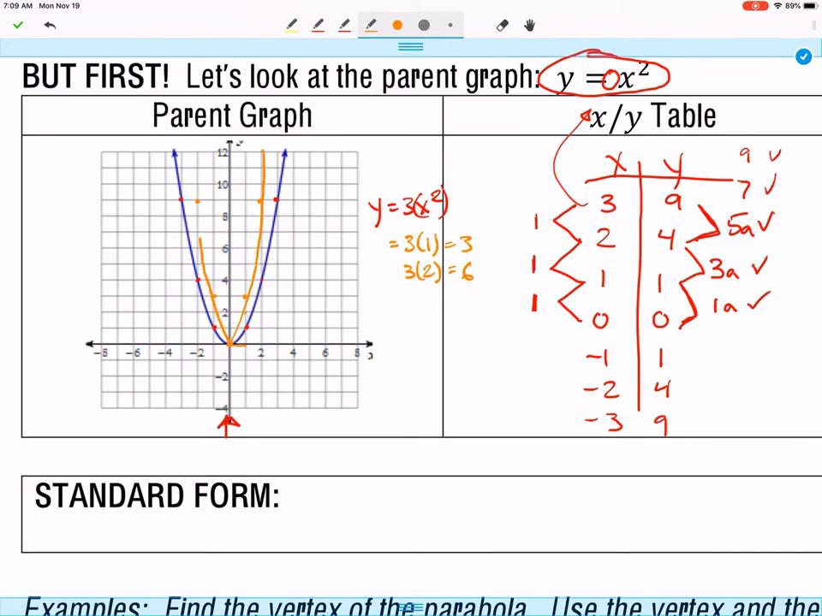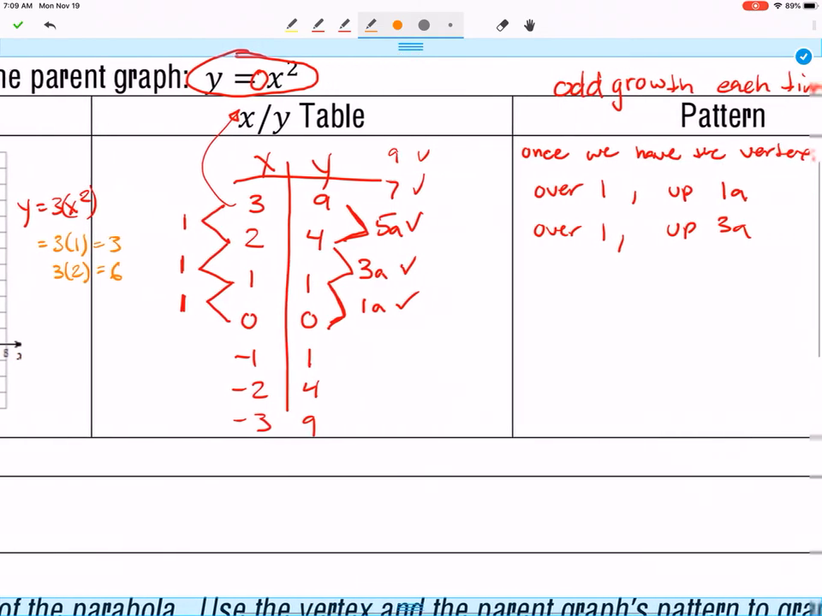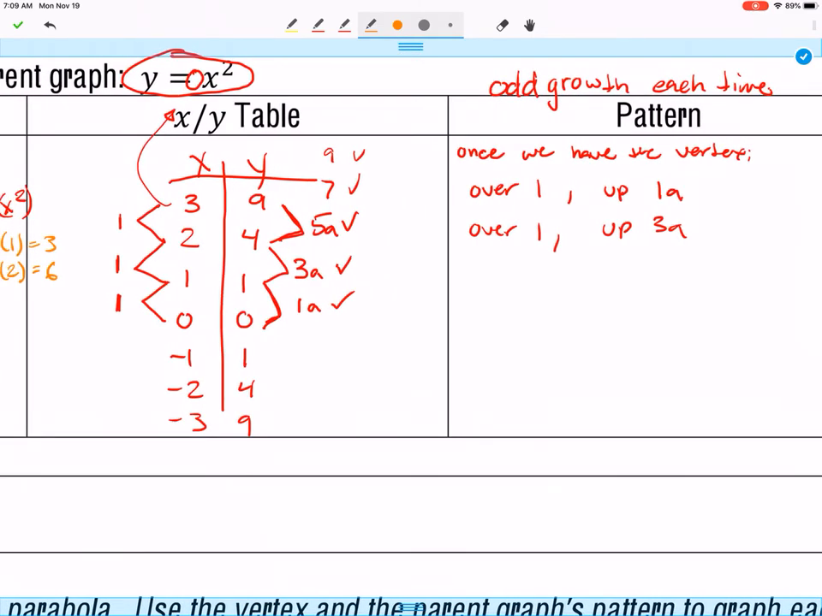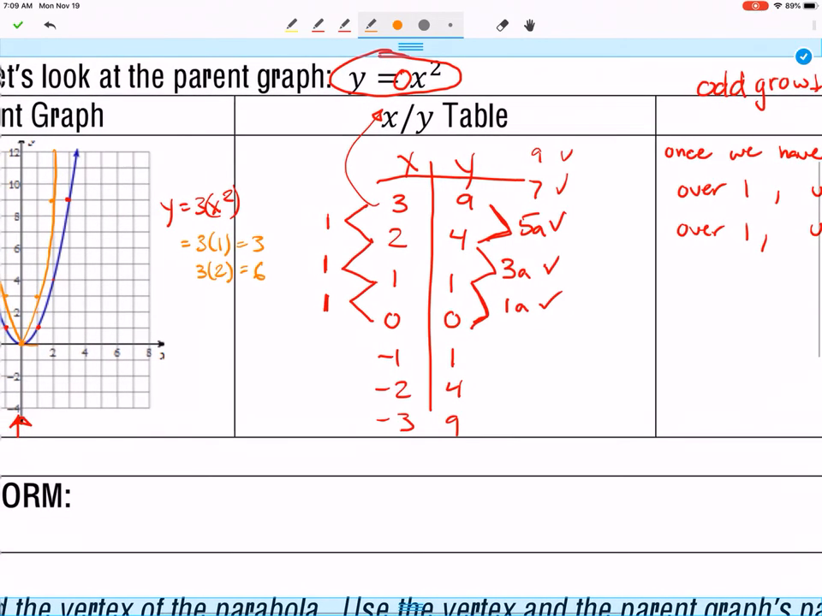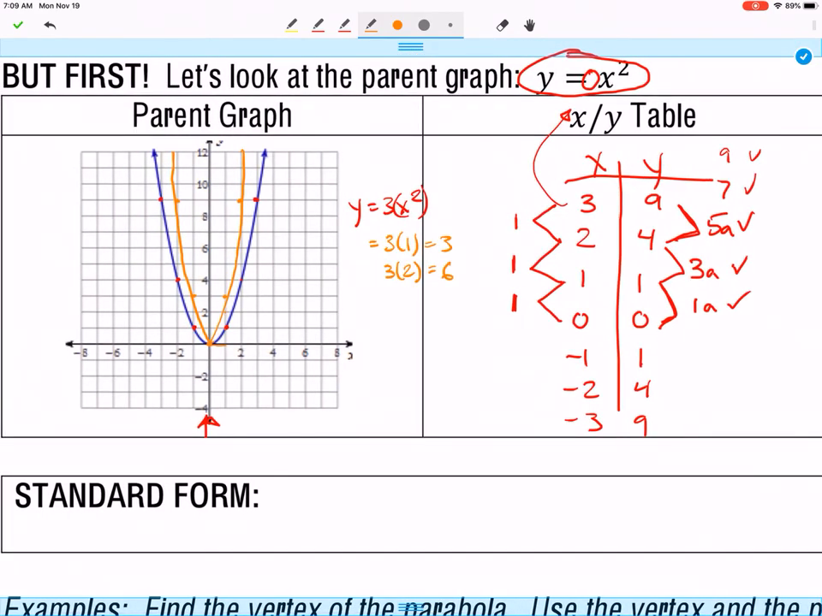So really, what we need to memorize is that we're just going to go over 1, and then go up 1a, and then go over 1 again, and go up 3a. And you could keep going on: 5a, 7a, 9a, 11a, if our graph was big enough. Obviously, for this one, we couldn't go to the next step because it would go out of the graph. Okay, so let's do some examples.